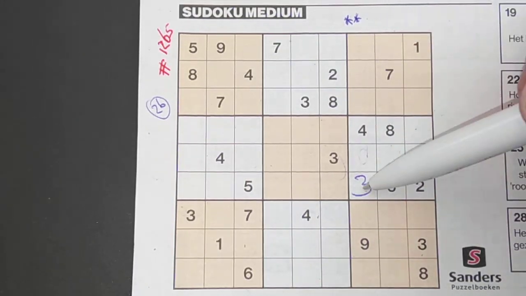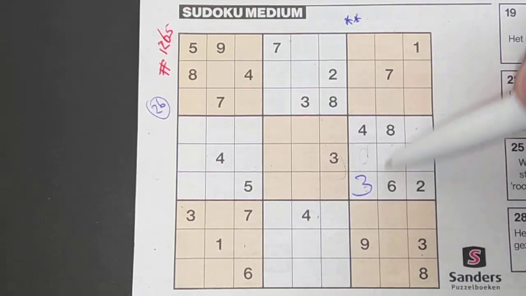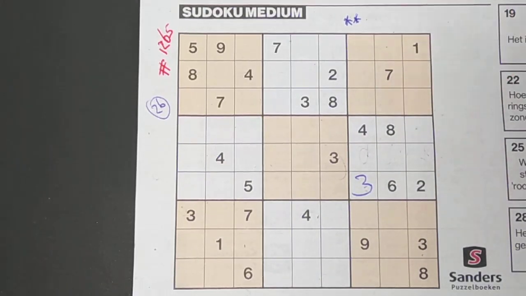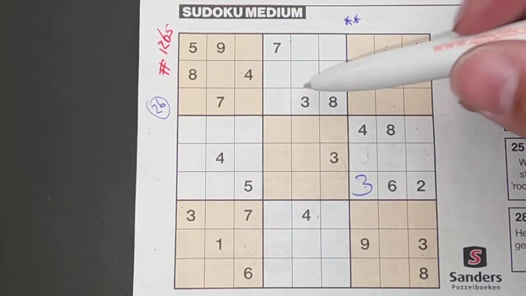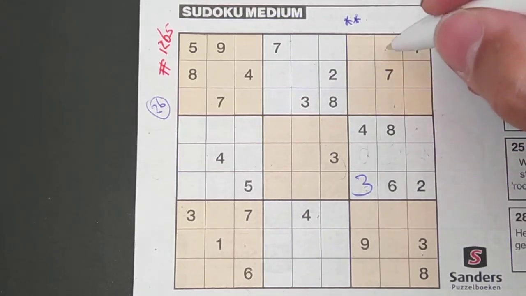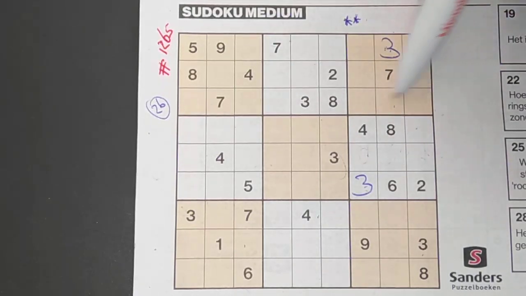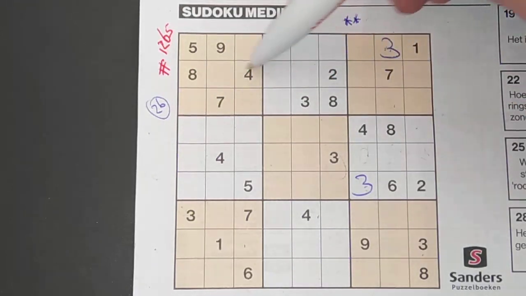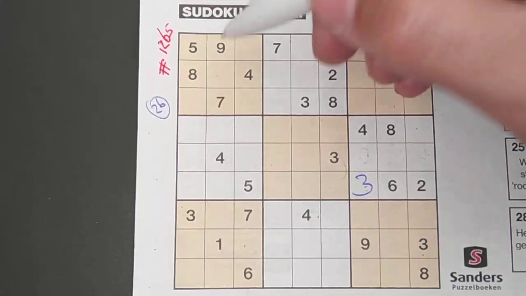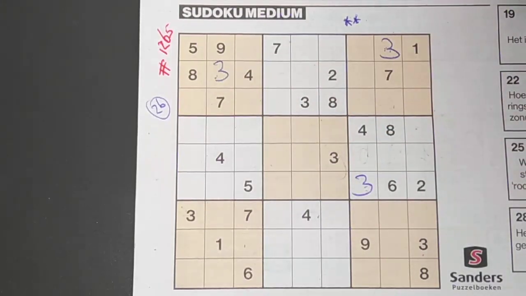3 in the last column, 3 in that column, so in the column between. The only 2 places for the 3 should be here or there. We see here 3, no 3 there. 3 should be there. 3 in the first row, 3 in the third row, so in the row between, the only place for the 3 should be there.